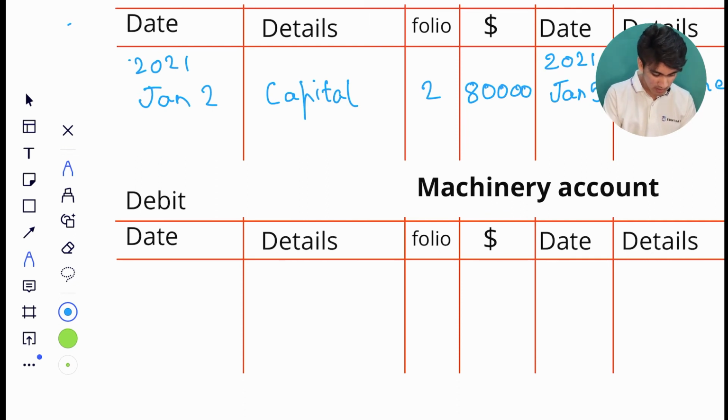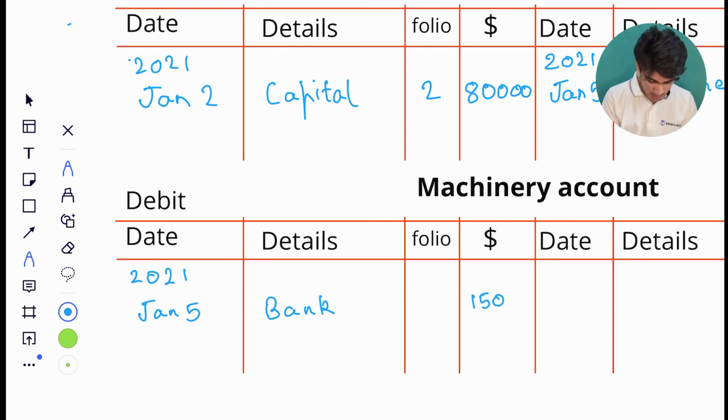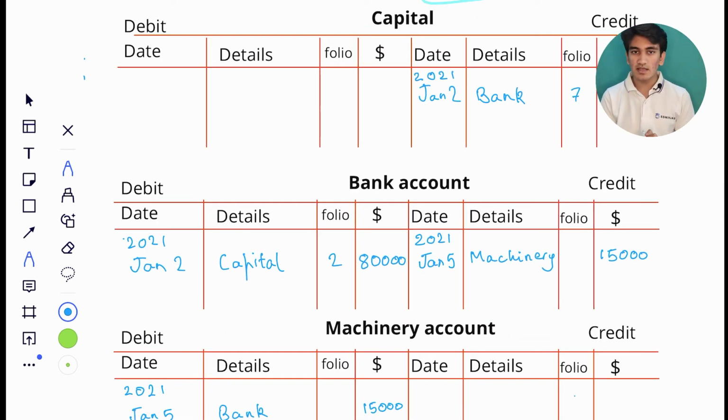Over here we'll start by writing the year again, 2021. Then we'll write the day on which our transaction took place, January the 5th. Where did the machinery account receive the $15,000 from? The bank account. So let's write over here bank account, and how much? $15,000. So this is a simple short example of how our ledgers work and how they record the double entries. As you can see, there was a double entry for each and every single type of transaction.